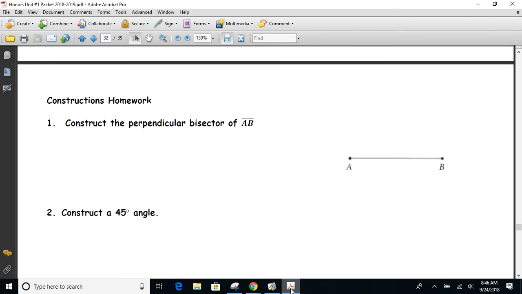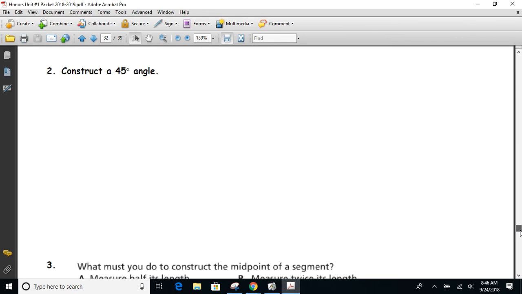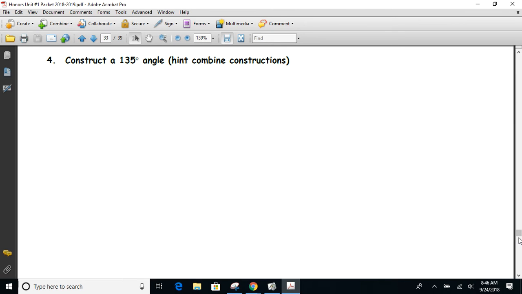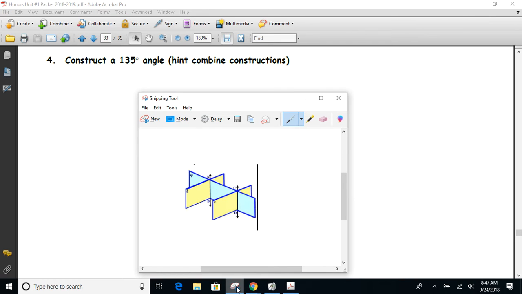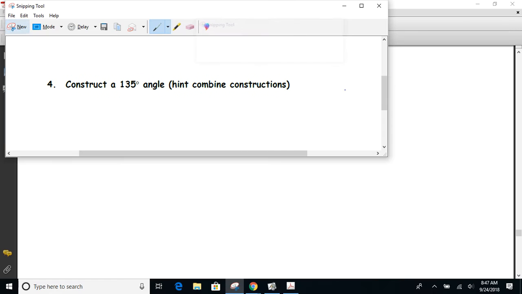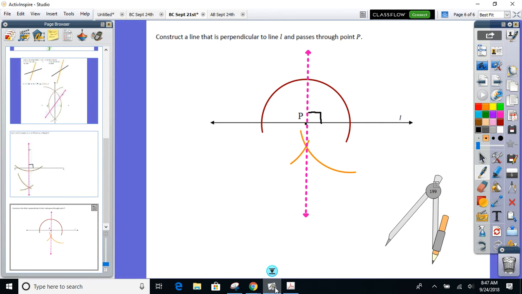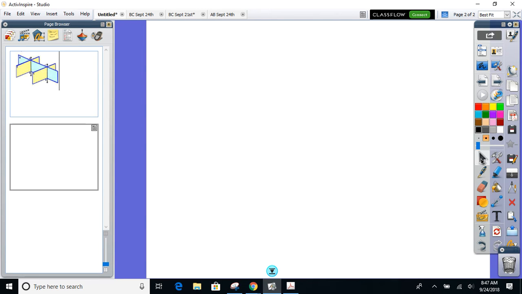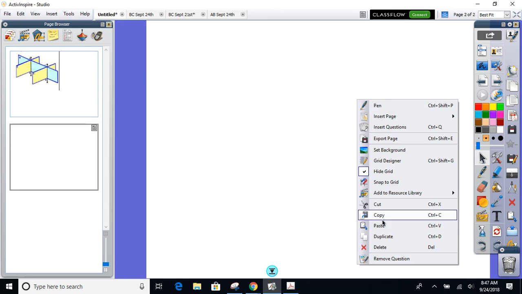All right, I'll go anywhere you want here. I don't know if we'll have time to do everything here, but we can at least talk about it. Vincent, number 4, everybody. Okay, 135-degree angle. Good question. I said, hint, combined constructions. And I completely understand if you guys didn't get this one because I hadn't shown you the perpendicular line one yet.